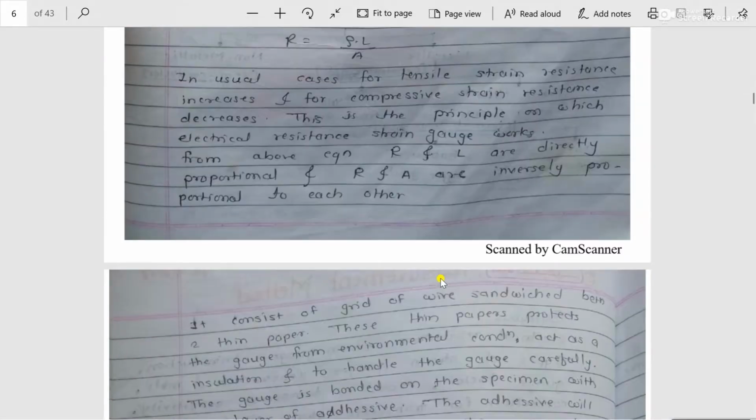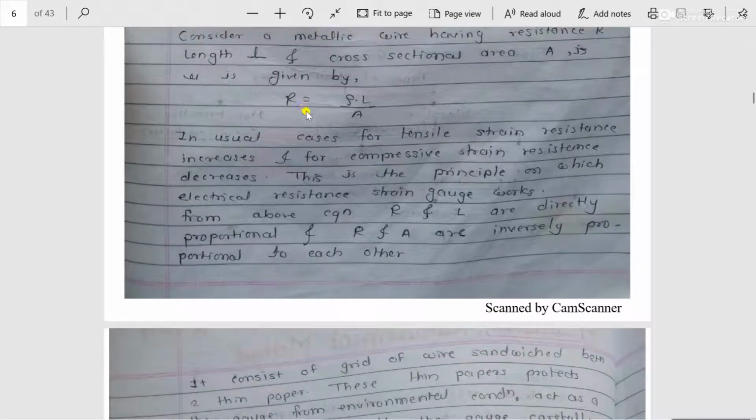Therefore, when the resistance of the grid element or the resistance of the wire increases, the length of the wire also increases, but the cross sectional area decreases. And exactly opposite, if the resistance of that wire decreases, the length also decreases, but the cross sectional area increases. This means from this equation, I can say that R is directly proportional to length, and R is inversely proportional to the cross sectional area.